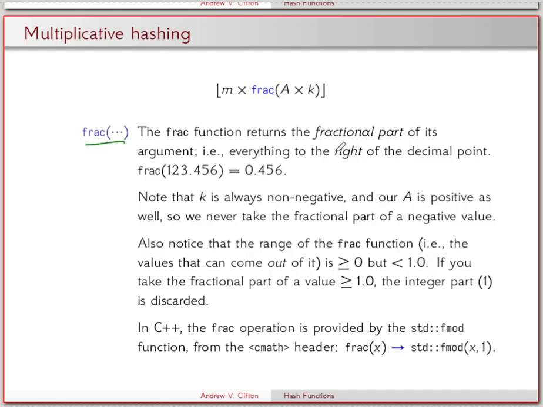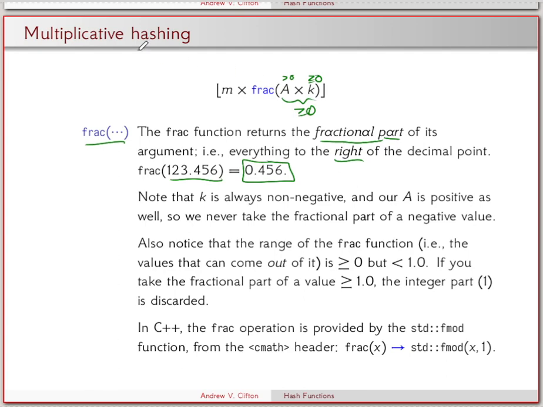The frac function returns the fractional part of what we give it. So just everything to the right of the decimal point. If you give it 123.456, it gives you 0.456. Our k value here is always greater than or equal to 0, and a is, of course, greater than 0. So that means the input to the frac function is also greater than or equal to 0. So we don't have to worry about what happens if you do it on a negative value.